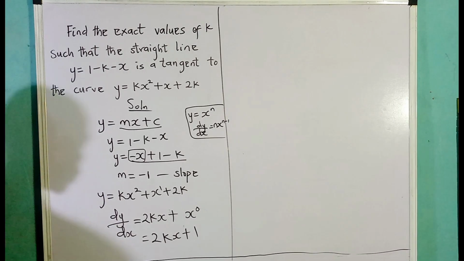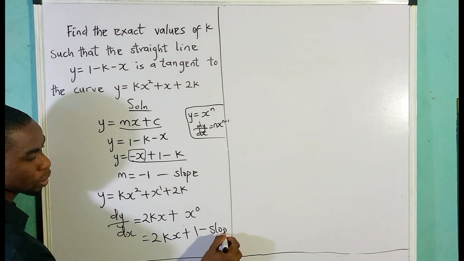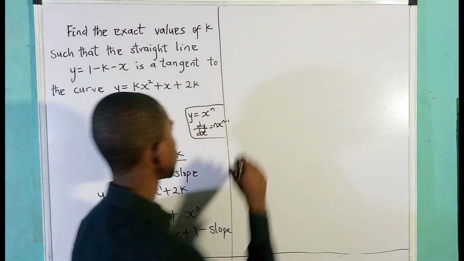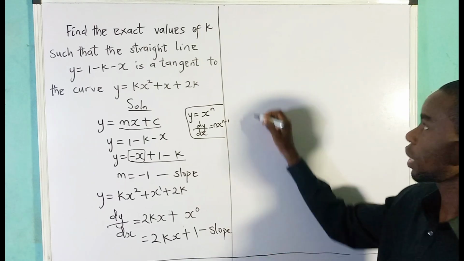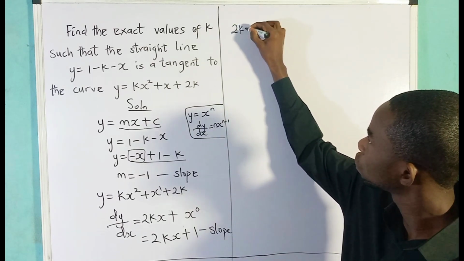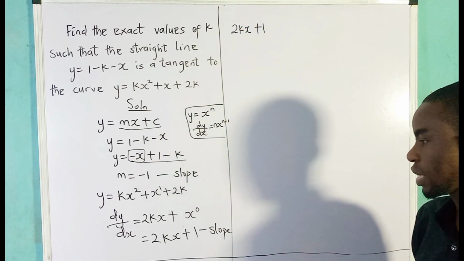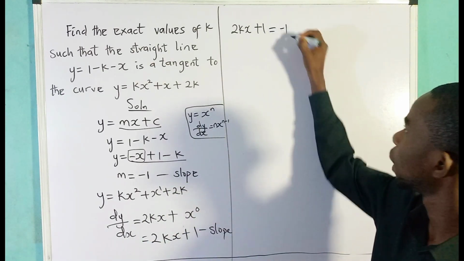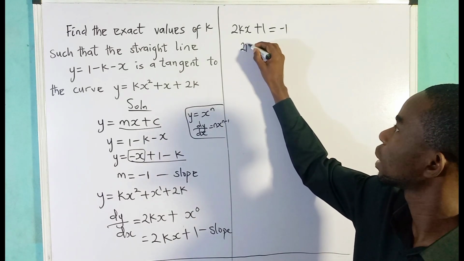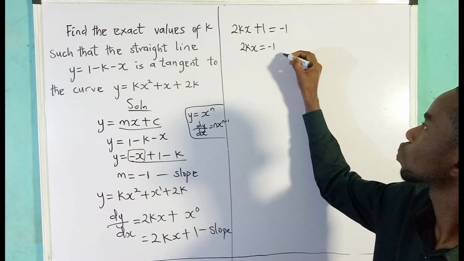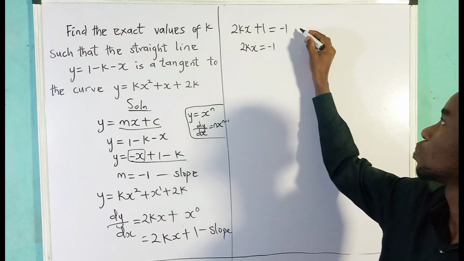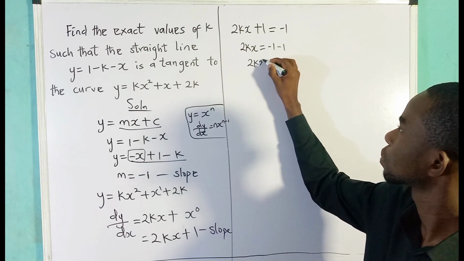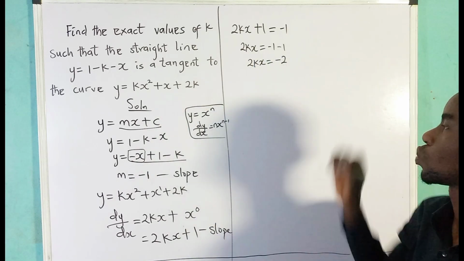This is also a slope. So I'm going to be equating both of them. Now we have 2kx plus 1. I said this is a slope, as also this, so this is equal to minus 1. Collect like terms: 2kx will be equal to minus 1, then the plus 1 moves to this side and becomes minus 1. And then we have 2kx equals minus 2.